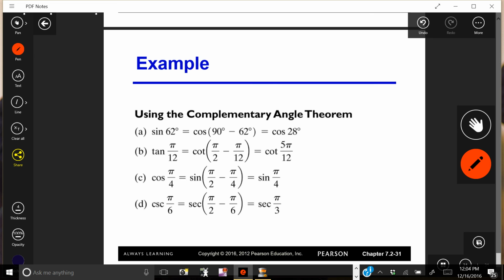Finally, cosecant of pi over 6 is secant of 90 degrees, which is pi over 2, minus pi over 6. Pi over 2 minus pi over 6 is pi over 3. And so we have just an example of using the complementary angle theorem. And that is the lecture for today.